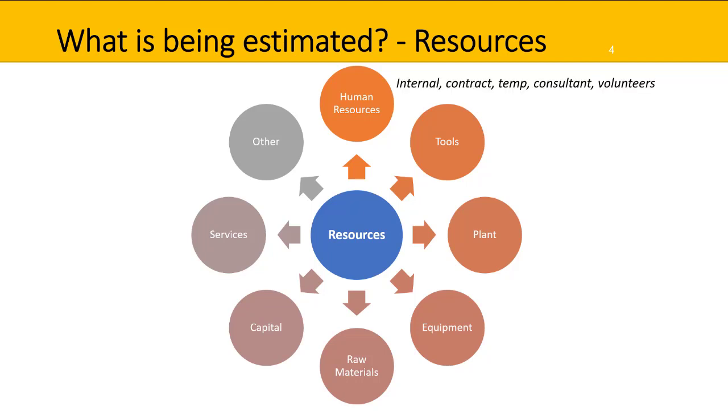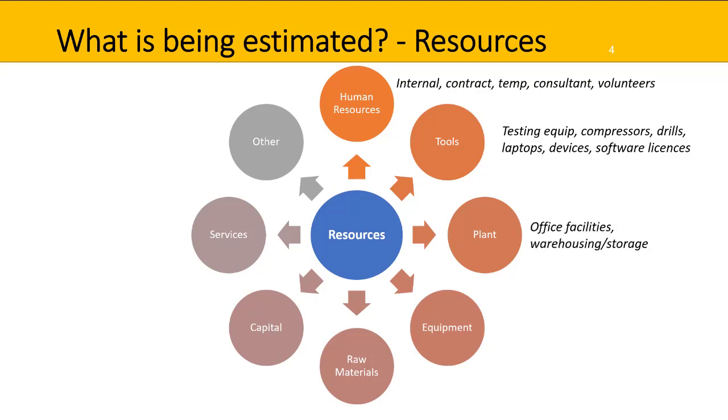Under human resources, you'll need to consider what internal staff you'll need on your project, any contract staff you might need, temporary staff, perhaps consultants, even volunteers. Under tools, depending on your project, you may need things like testing equipment, compressors, drills, laptops, devices, or even software licenses. Under plant, you may need to rent a specific project office and therefore need office facilities, or maybe you need some warehousing or storage. Under equipment, you may need specific vehicles for your project, desks, printers, servers.